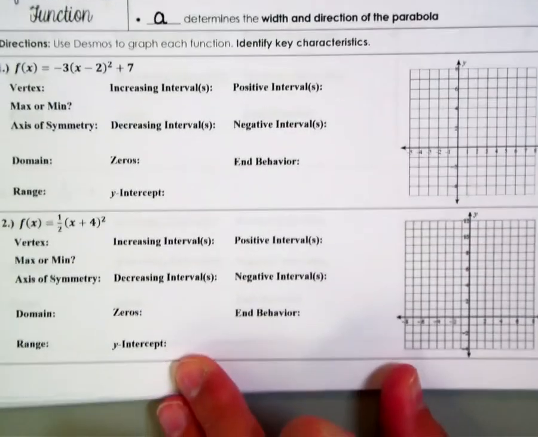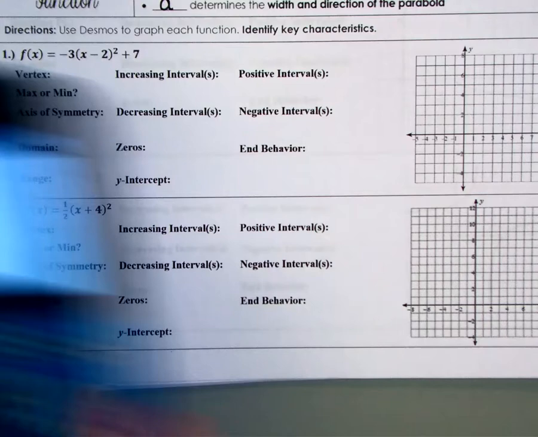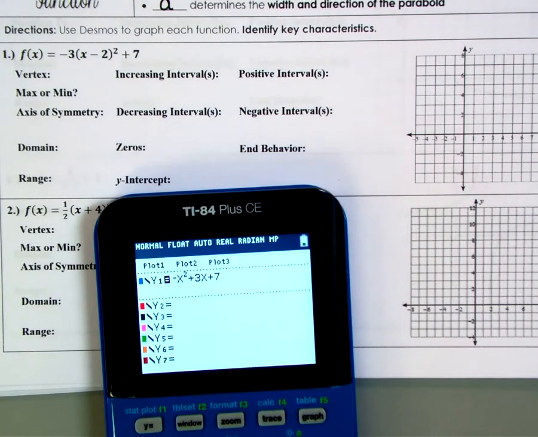So the directions here say to use Desmos to graph each function and identify the characteristics. Since I'm making this video using the Elmo, I'm not going to be able to share my Desmos screen, so I'm going to do it all on my graphing calculator. But you are more than welcome to use Desmos. So, first things first, and it's a lot easier to use Desmos, and I'll probably throw in a video at the very end where you can actually see me using Desmos. But for right now, I'm just going to be using the calculator.